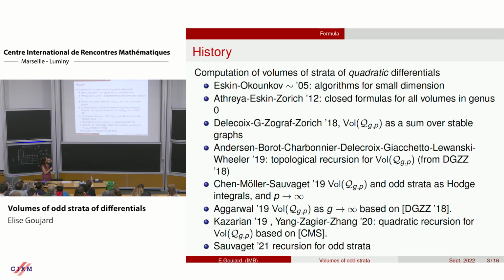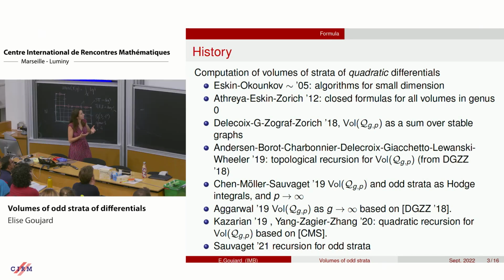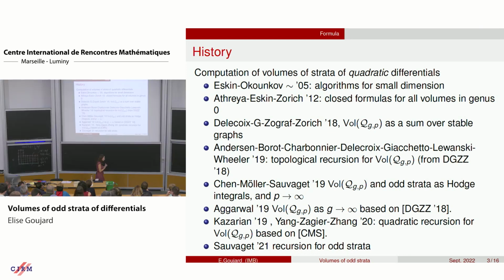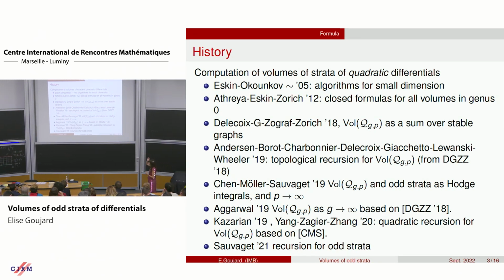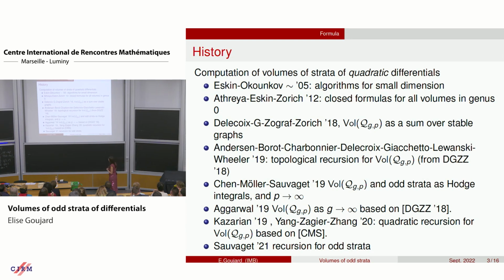There is a special case when strata correspond to surfaces in genus 0. Here you can use the dynamics of the SL2R action. Since you don't get any Lyapunov exponent, you can easily compute the Siegel-Veech constants for these strata and get a closed formula for the volumes. This is a work of Athreya, Eskin, Zorich.